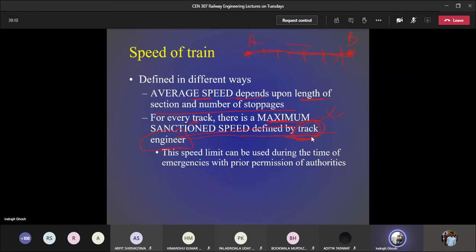This will depend upon many things. That will depend upon what trains are traveling on this particular track, whether we have more Rajdhani Express type trains or more mail or express trains, and what the frequency of the goods trains is. The average speed of a goods train is much lower than a passenger train. So those will influence the sanction speed.